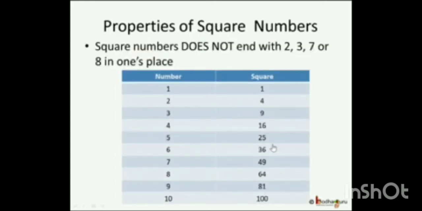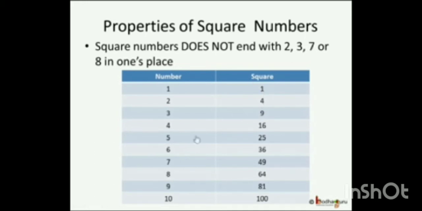Right? So let's look at certain properties of these square numbers. So here is a number, and here are its squares. So if you observe all these squares, you will never find a square number ending with 2 or 3 or 7 or 8 in the ones place.